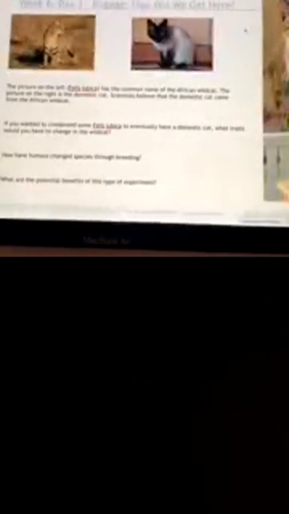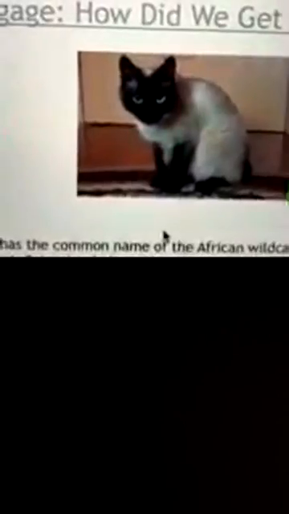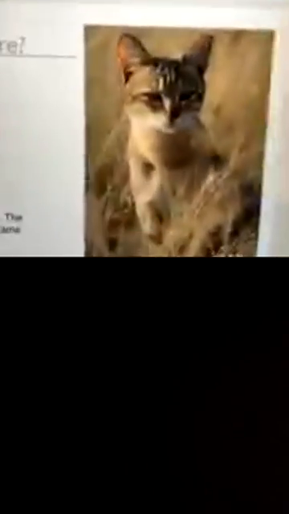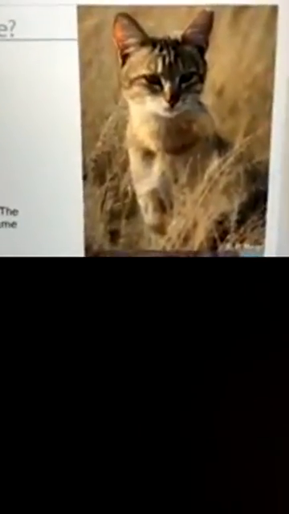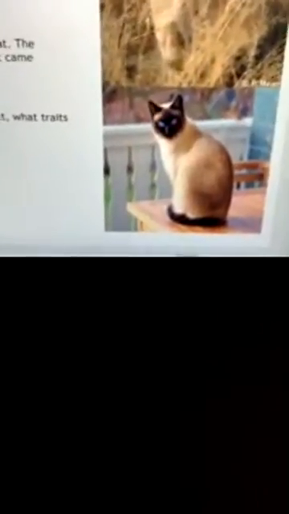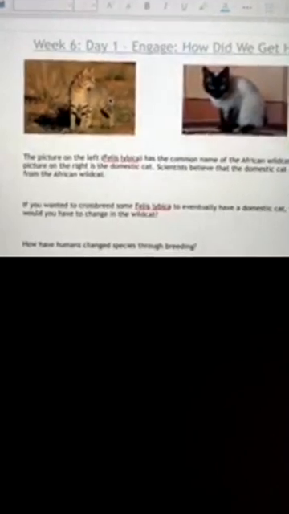Looking at the 2 images they gave you, this is the African wildcat right here. This is a domesticated cat. It is actually a Siamese cat. That's the kind of cat they're showing you. It's a Chinese cat. It has Chinese origins. Here I added 2 other pictures of the same type of cats, the African wildcat and the Siamese cat. They're pretty much trying to say the picture on the left, the African wildcat, shows the ancestor of the domesticated cat. So they're saying this cat came from this cat.